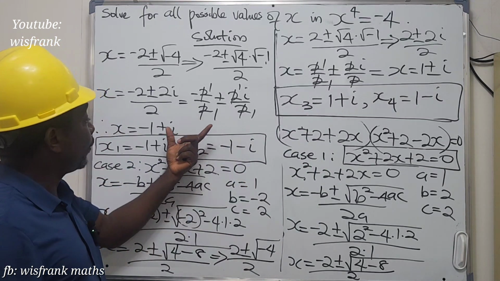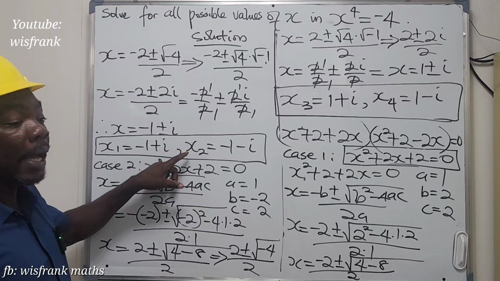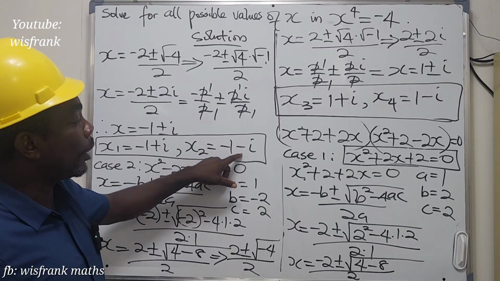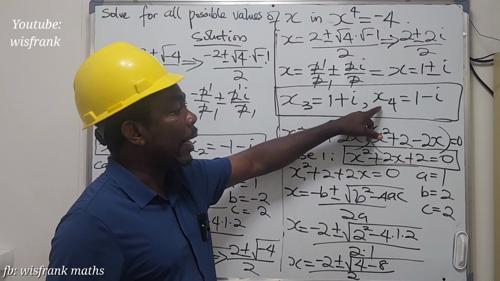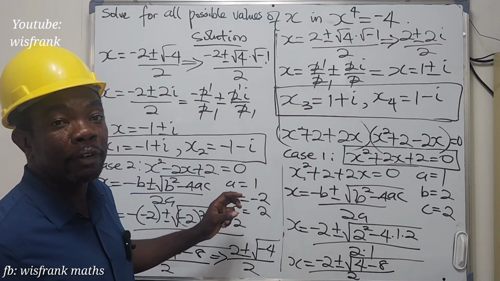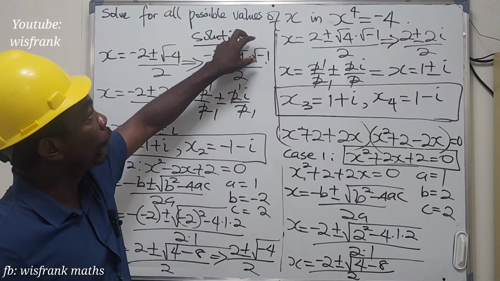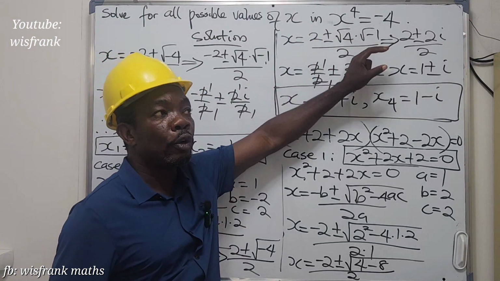So the total possible values of x are x1, which is minus 1 plus i, x2, which is minus 1 minus i, x3, which is 1 plus i, and x4, which is 1 minus i. And these are the possible values of x that we've gotten from this equation, x to the power of 4 equals minus 4.